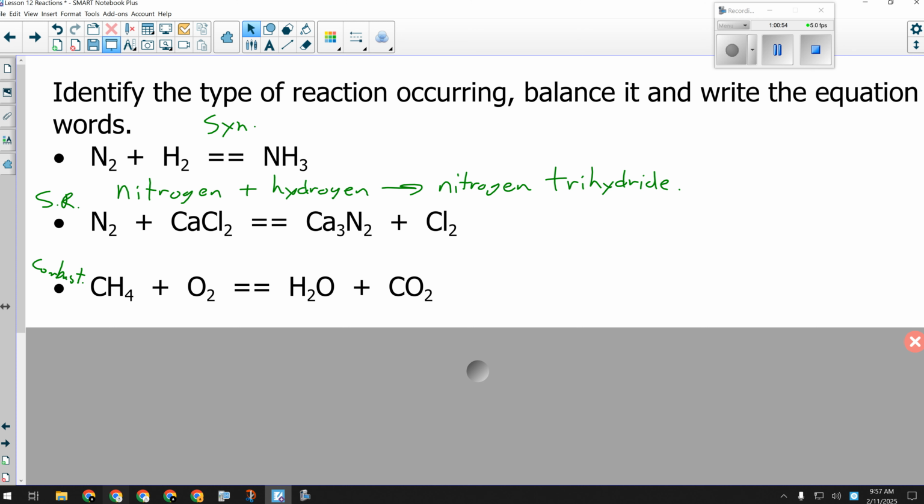Now, one thing to notice here. Did I change the name of this just because there was a 2 here? No. Nitrogen's one of those special elements. It doesn't change its name. This is how nitrogen comes. It's always a 2 when it's by itself, so it's just nitrogen. Same with hydrogen.